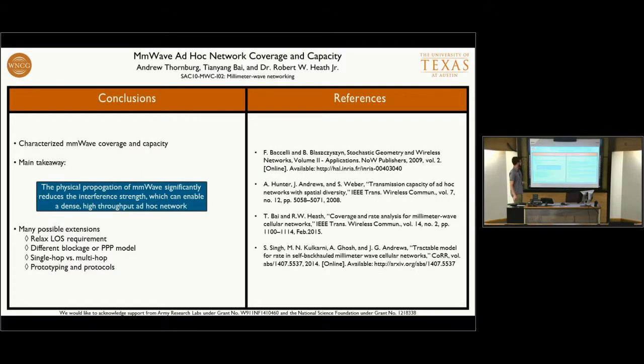So in conclusion, we characterized the millimeter wave coverage and capacity. The main takeaway from this is that the physical propagation of millimeter wave significantly reduces the interference strength, which can enable a dense, high throughput ad hoc network.